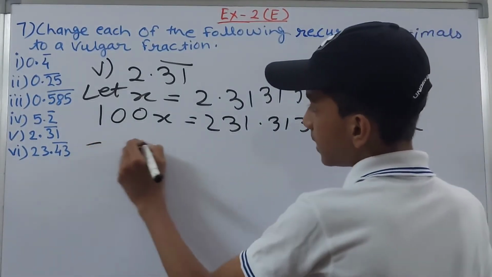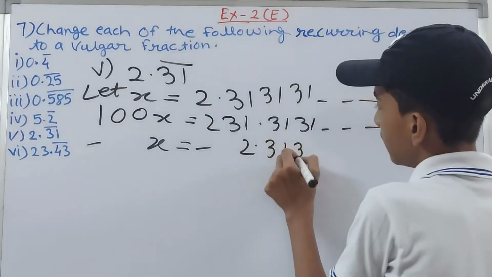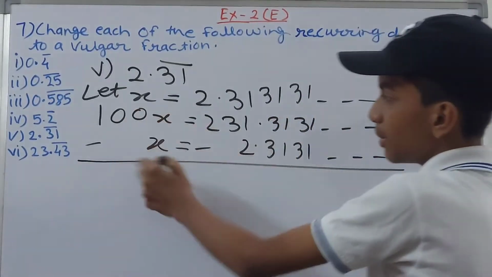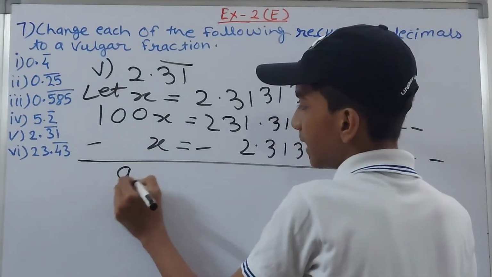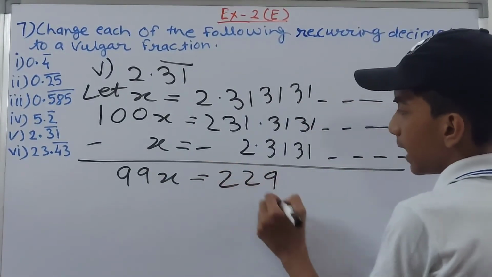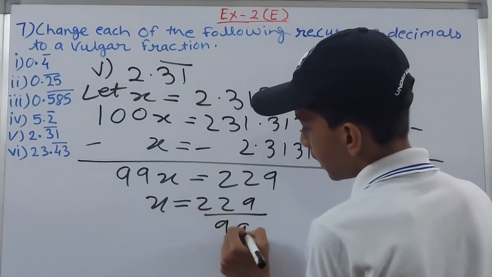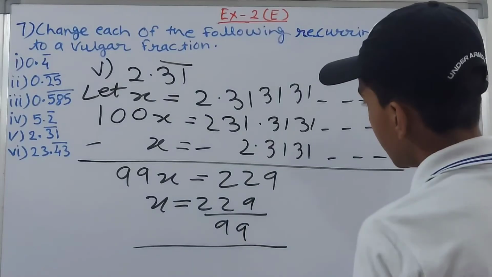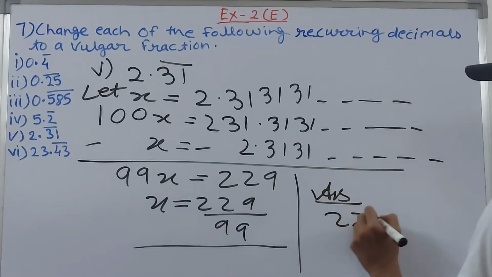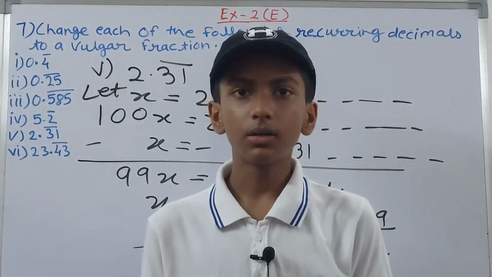So minus x, and here minus 2.3131 and so on. Now we will solve this. 100x minus x will be 99x is equal to 229. So x is equal to 229 upon 99. This cannot be simplified any further, so you can write your answer as 229 upon 99. Let us move on to the next part now.